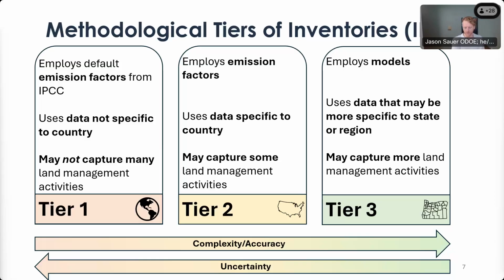And the goal is also to reduce uncertainty from tier 1 to tier 3, although this may be complicated by selected methods and data. But overall, the goal is increasing the accuracy and better estimates of uncertainty.